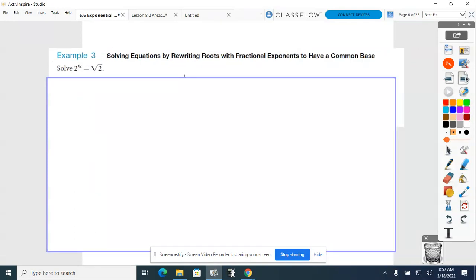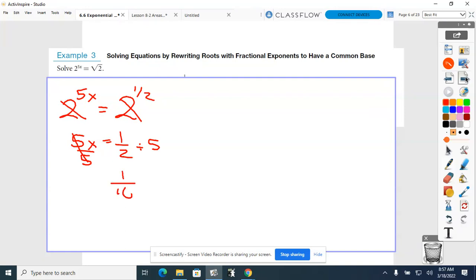Can I rewrite these with the same base? Power of 2, right? 2 to the 5x. And what's the square root of 2? 2 to the 1/2. Now I don't need my 2's anymore. Solve that equation. 1/2 divided by 5 is 1/10. X equals 1/10.